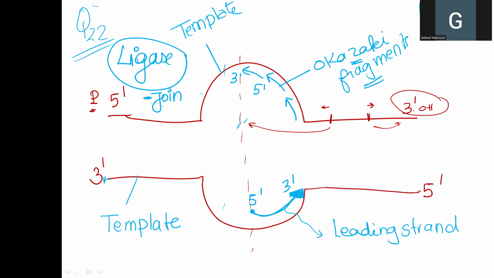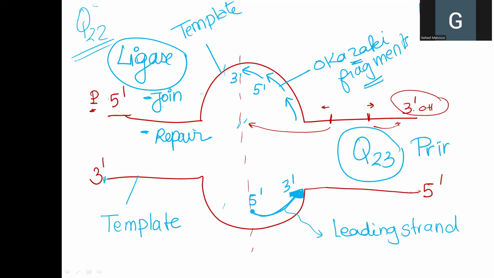But later on, you will learn that the ligase enzymes are also used for repair of DNA. And now comes the remaining enzyme, which is the primase enzyme, or the DNA primase enzyme. This is the remaining enzyme, and question number 23 would be about the function of the DNA primase enzyme.